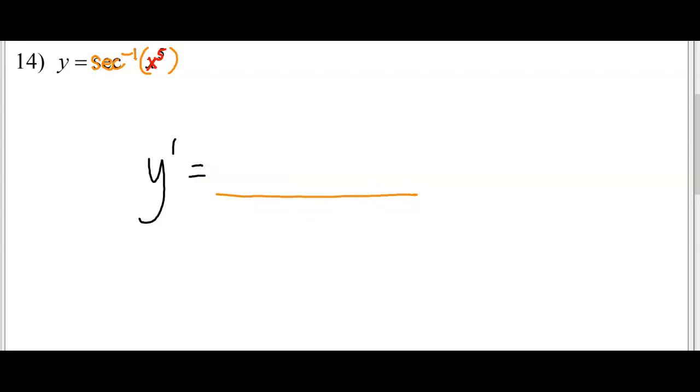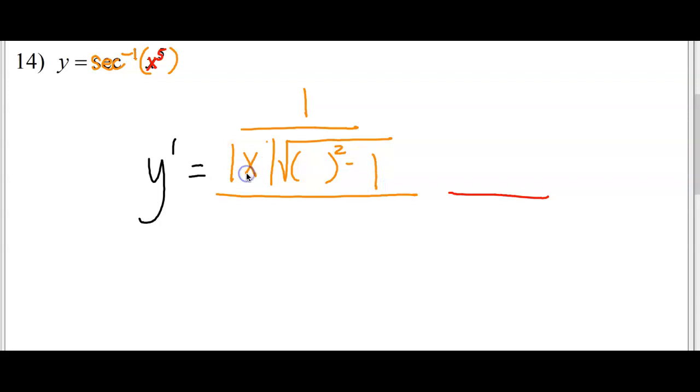Outside, inside. Okay, so for the derivative of the outside, the derivative of arc secant is going to be 1 over the absolute value of the inside times the square root of the inside squared minus 1. So my inside is x to the 5th, so that's going to go here and here. Next, we're going to do the derivative of the inside function there, which is 5x to the 4th.